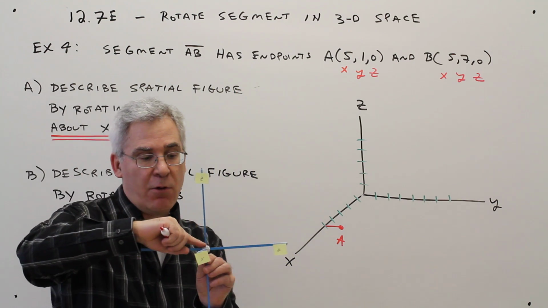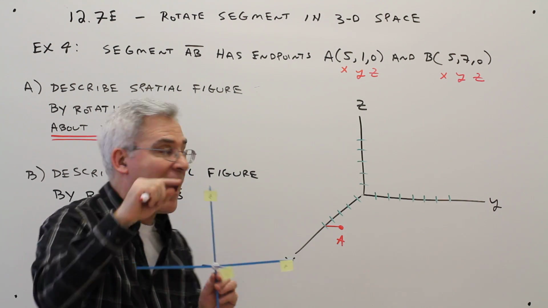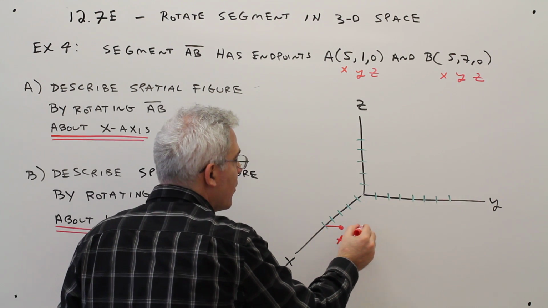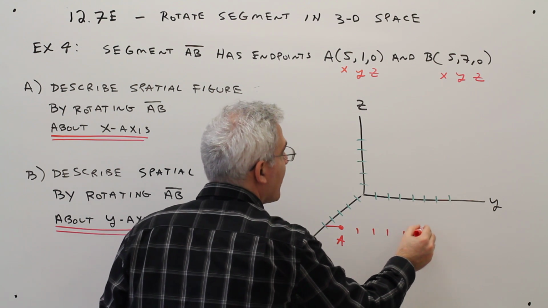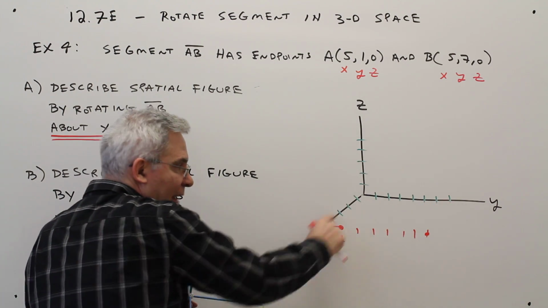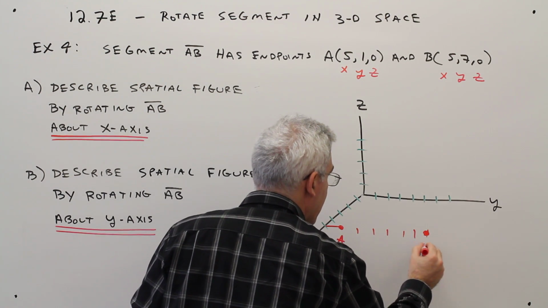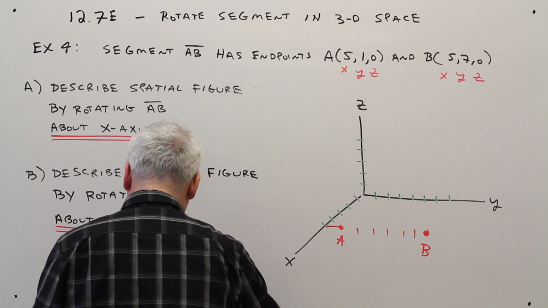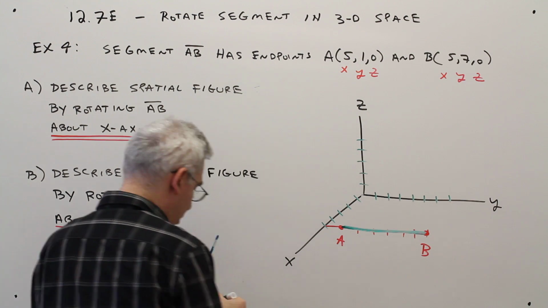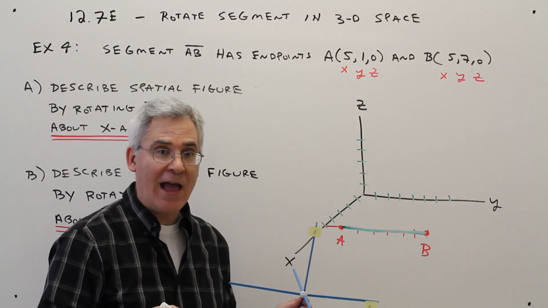Point B, go 5 units out along the x-axis. Go 7 units to the right and then stop. 5 units out along the x-axis. 1, 2, 3, 4, 5, 6, 7 units out, and then stop. Notice it's not going to be 7 out here. This x-axis kind of went to the left, so that's why it's going to be off kilter a little bit. So that's point B. And then just to emphasize, I'll make that all be green. So that's my segment. And what I want to do is rotate that about the x-axis.